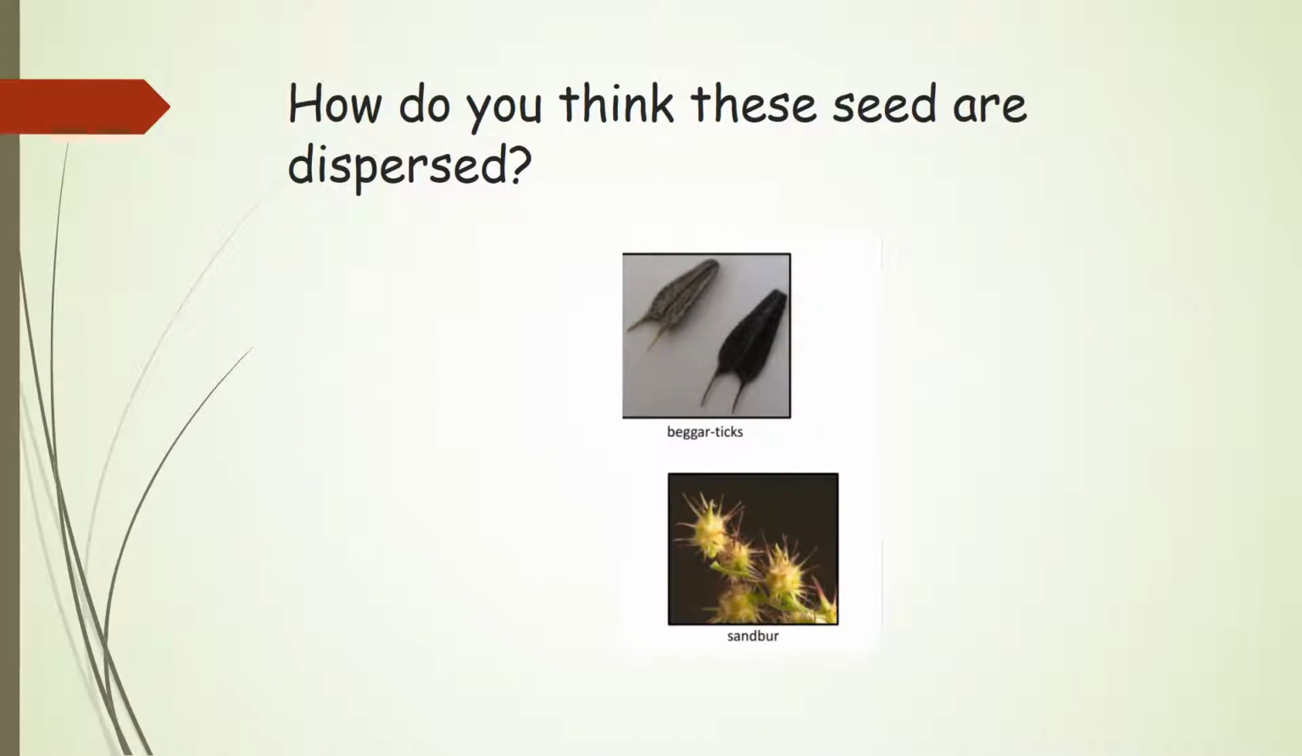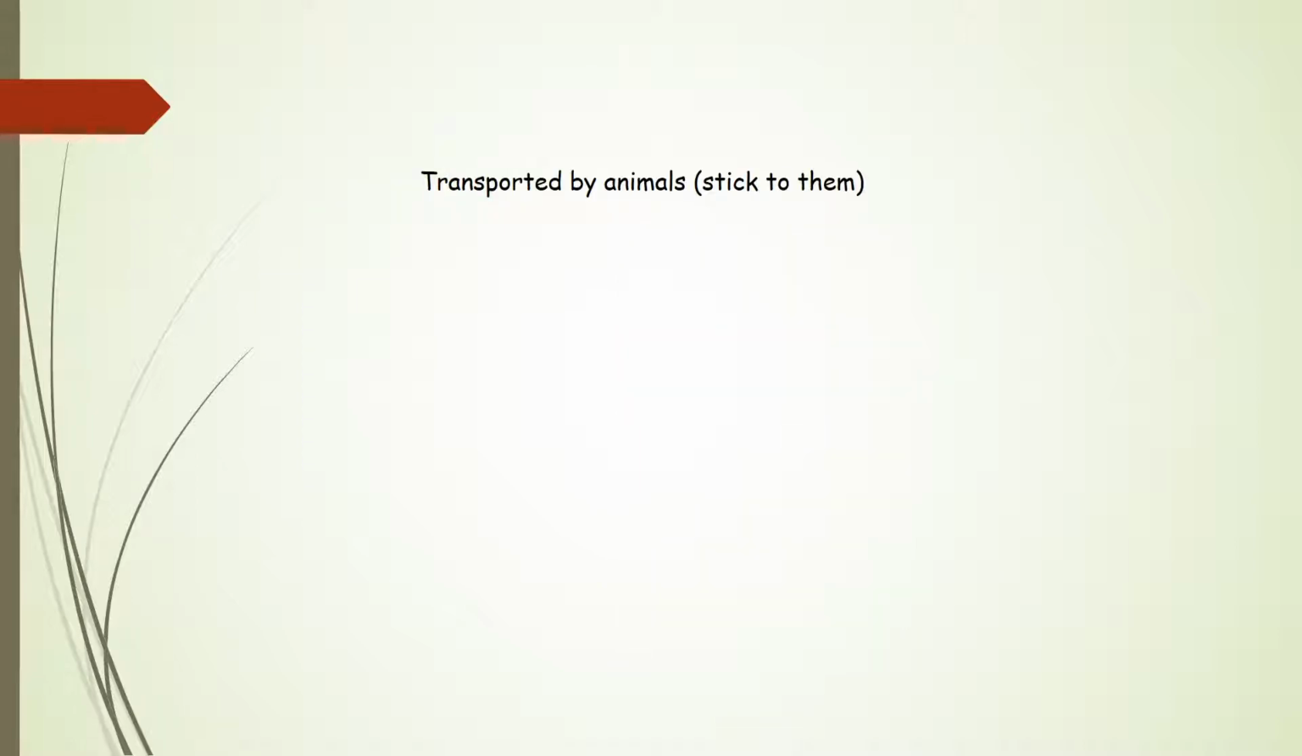So we've got beggar tick seeds, or devil's beggar tick seeds, and sambar. If you look, ooh, they look a bit prickly or spiky. They look like they might have hooks. I think I've got it. Have you got it? Yeah, they're transported by animals. They stick on their fur, and then eventually they would drop off and be in a different place where they might be able to germinate.